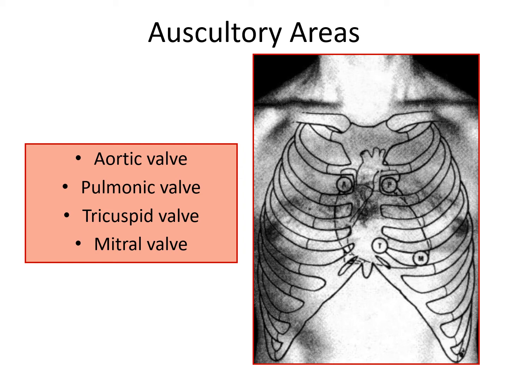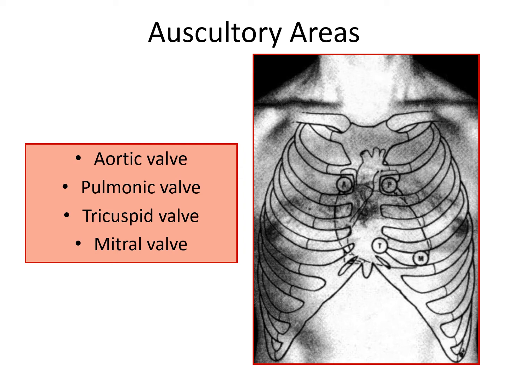You'll need to learn the auscultatory areas of the heart. That means where you will place the diaphragm of your stethoscope in order to hear the valves, because what we're doing here is listening for murmurs. And murmurs are turbulent blood flow across the valves. So this slide is showing you some advanced assessment in terms of listening for heart murmurs.